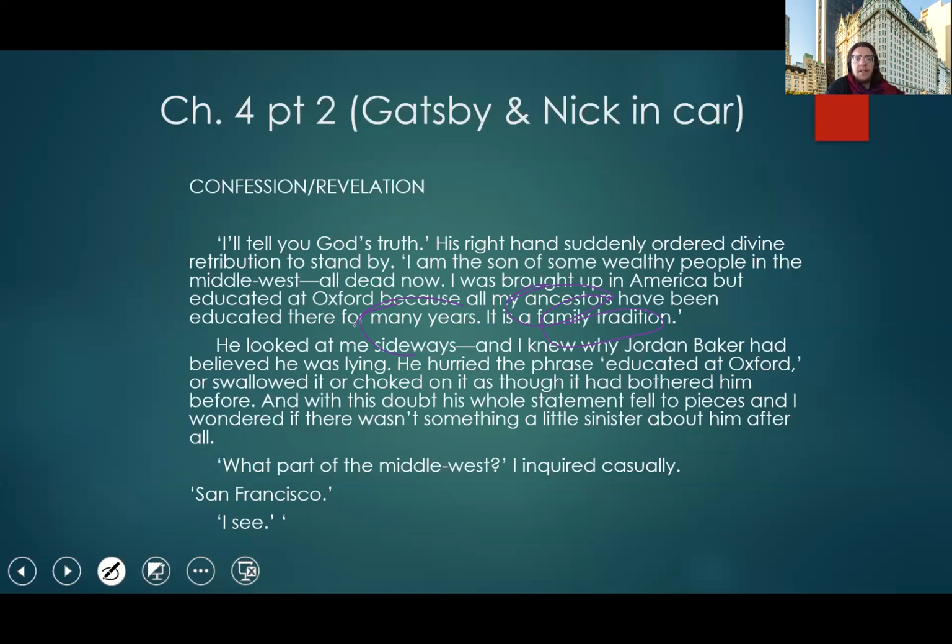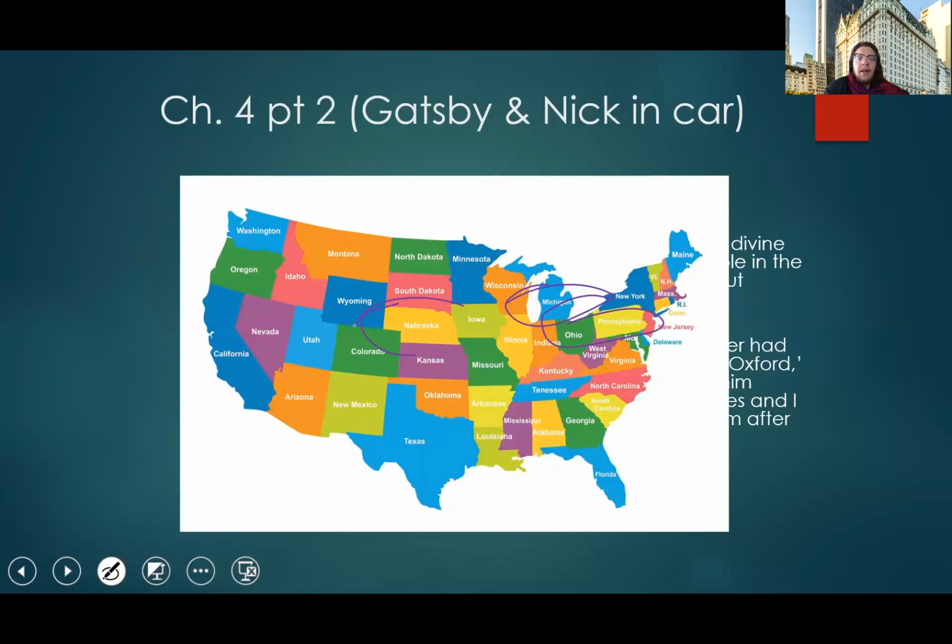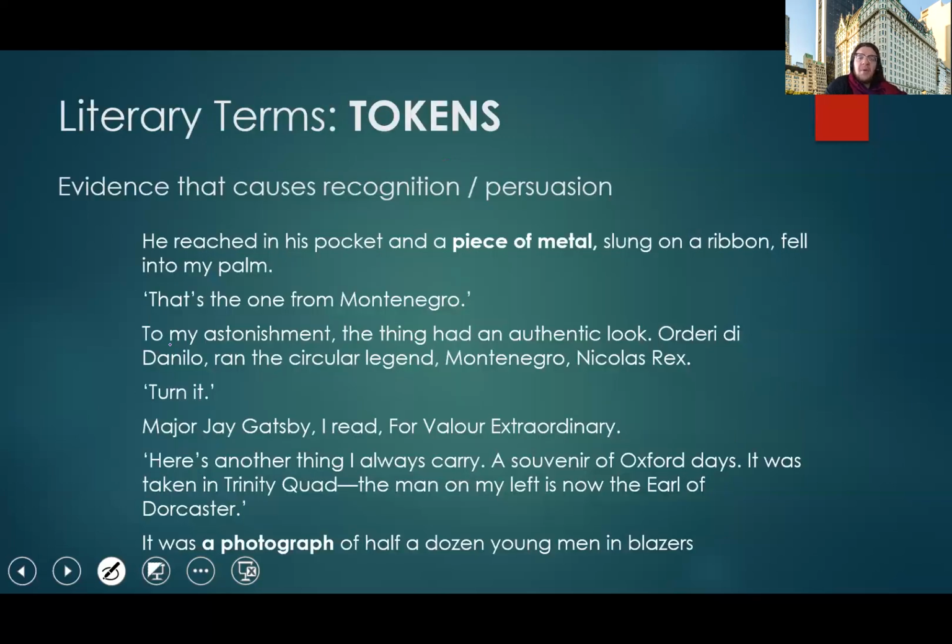What part of the Middle West? San Francisco. You might have seen a map in your life. So the Middle West and San Francisco, the very western coast of the West Coast. Obvious suppression. A term that I want you to know here is tokens. Tokens are a literary piece of evidence that causes or generates recognition and persuasion, and is particularly common in Greek tragedy.